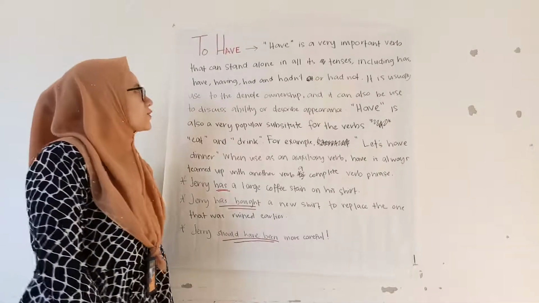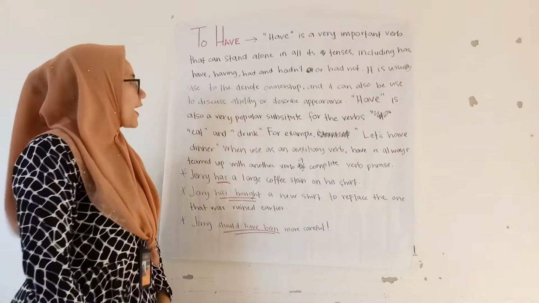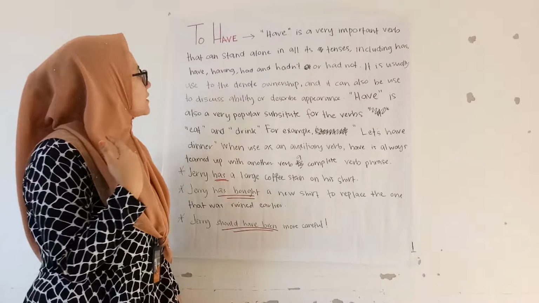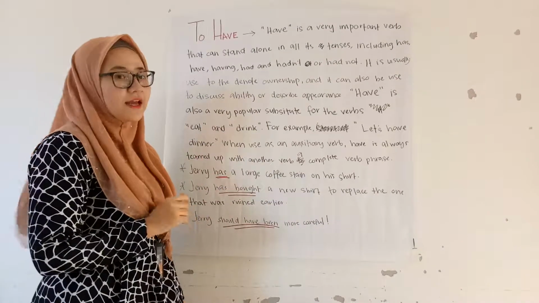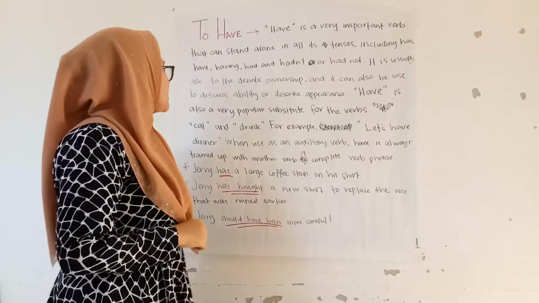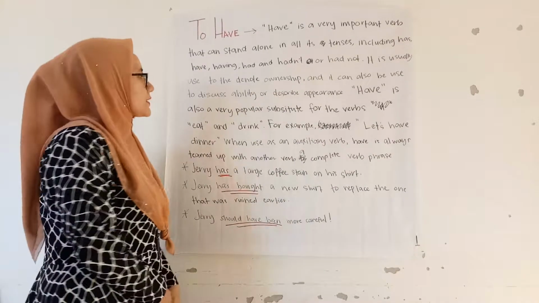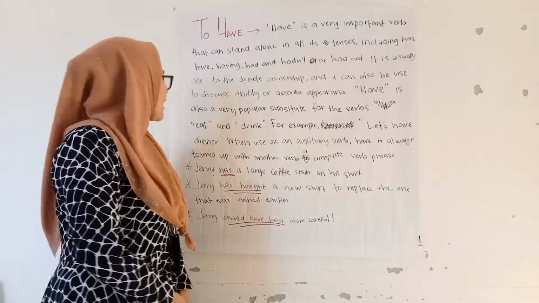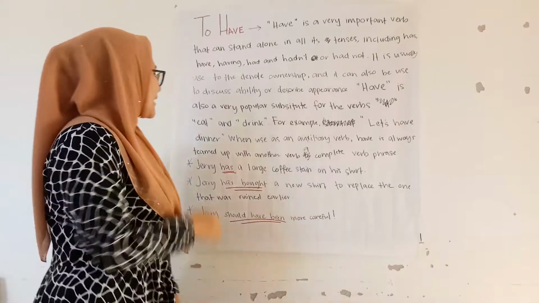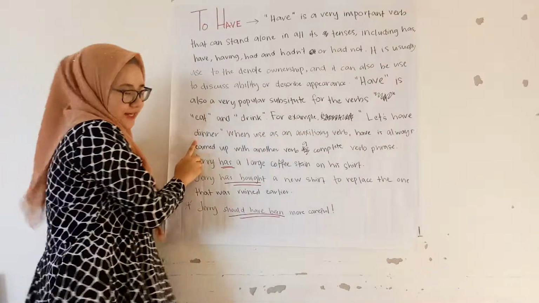Okay, the last one is to have. Have is a very important verb that can stand alone in all its tenses, including has, have, having, had, and hadn't or had not. It is usually used to denote ownership, and it also can be used to discuss ability or describe appearance. Have is also a very popular substitute for the verbs eat and drink. For example, let's have dinner.